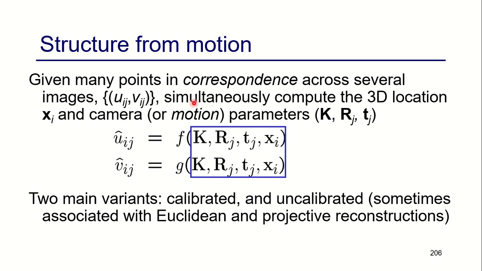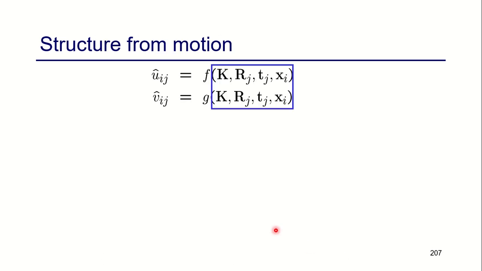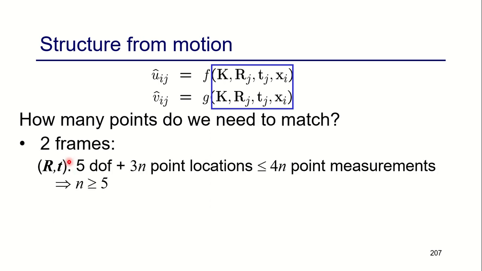So given many points in correspondence across several images (uij, vij) simultaneously, compute the 3D location xi and the camera or motion parameters. The two main variables are calibrated and uncalibrated. Sometimes you can associate these with Euclidean and projective reconstructions. So these are the equations of how many points you need: 2 frames with 5 or 3n points, and then k frames.